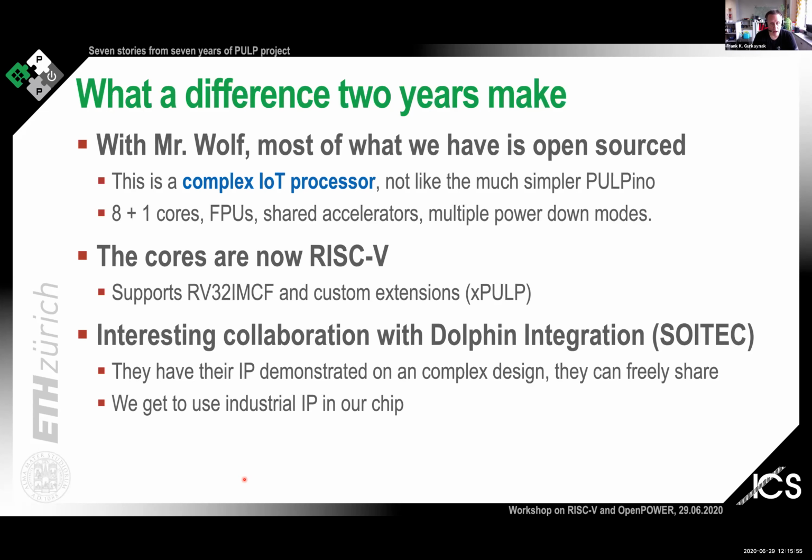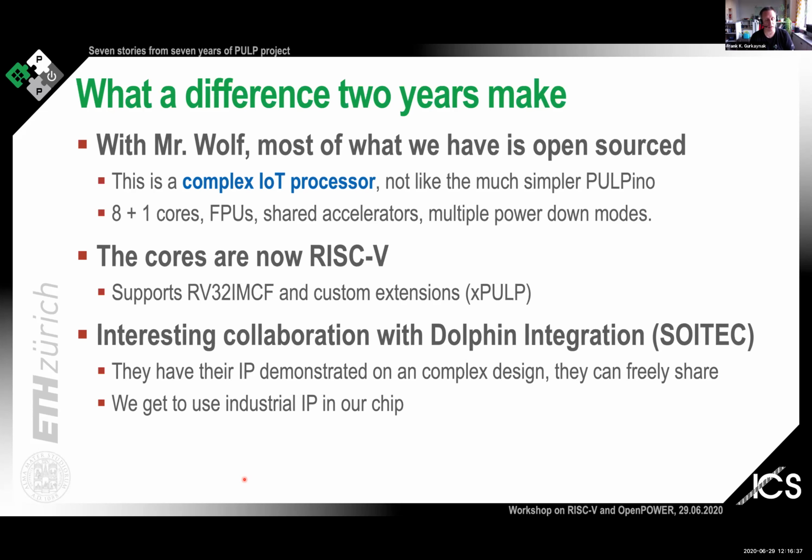It also allowed us to have a collaboration with Dolphin Integration, which is now part of Soitec. They have their IP demonstrated on a complex design. This is one thing, but they can also take whatever we made and share it with their customers without any limitations. So they do not have to ask us for permission, or we don't have to sign any agreements. The entire design is freely available, and they know that that design worked together with their IP, and they can give it to their customers to evaluate and work on it. And on our side, we get to use industrial IP in our chip on something that we do not have any research interests in, but we have high quality IP that we can make use of.